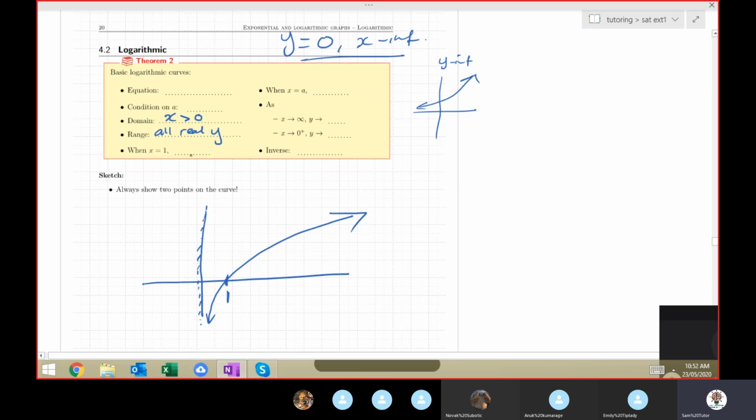When x equals 1, well, your equation is log x. When x equals 1, you get log of 1. Log of 1 is 0. So when x equals 1, you'll get y equal to 0. So your x-intercept is at 1 when y equals 0. When x equals a, you would get log a.